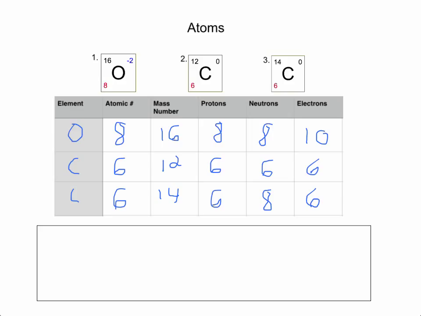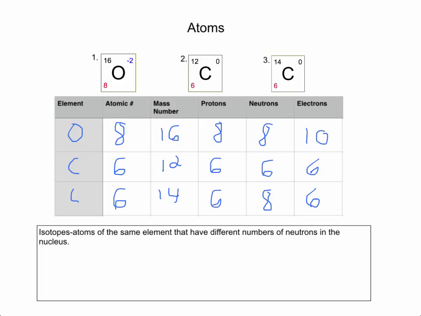We actually have a specific name for these types of atoms. These are known as isotopes. An isotope, or isotopes, are atoms of the same element that have different numbers of neutrons in the nucleus.